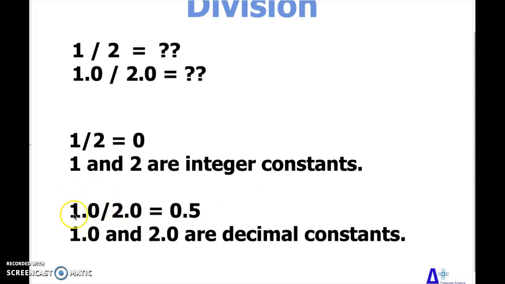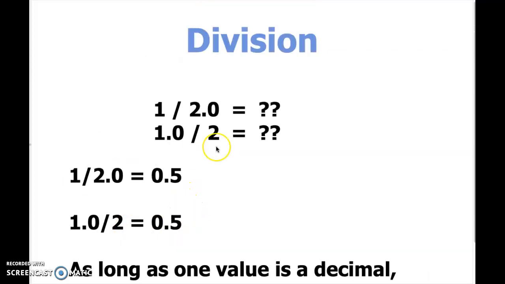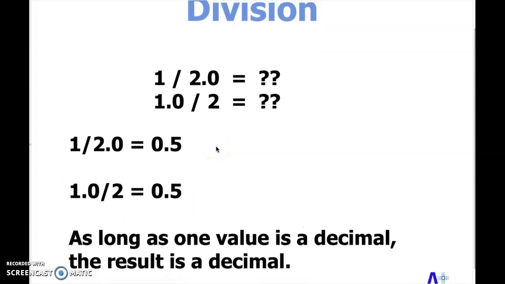Even though technically this is still 1 divided by 2, this is a larger value of precision, so it does allow you to have a decimal answer. So just keep in mind when you're doing this, as long as one value is a decimal, the result is a decimal. It doesn't matter which one. In this particular case, if I did 1 divided by 2.0, I would get 0.5. Or if the 1 was a decimal, you would get 0.5. So as long as one of them is a decimal, you will get a decimal equivalent.